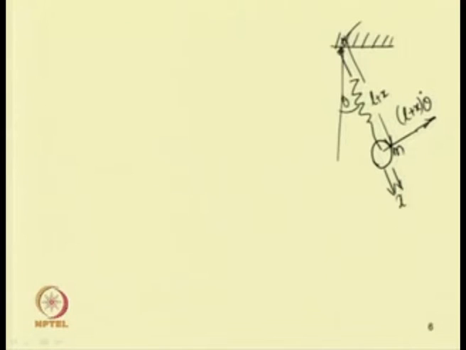So, one can write the kinetic energy and potential energy of the system. The kinetic energy T can be written as half m into x dot square plus the velocity in this direction also, so it will be equal to L plus x whole square theta dot square.